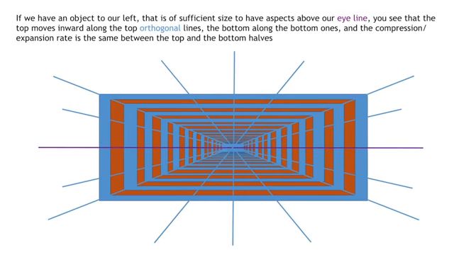If we have an object now to our left that is of sufficient size to have aspects above our eye line, you can see that the top moves inward toward the top orthogonal lines and the bottom along the bottom ones. And the compression and expansion rate is the same between the top and the bottom half. So we're going to keep this all to the left of the vertical orthogonal line. And you will see that it will always remain there. It will always maintain itself to the left of that side.